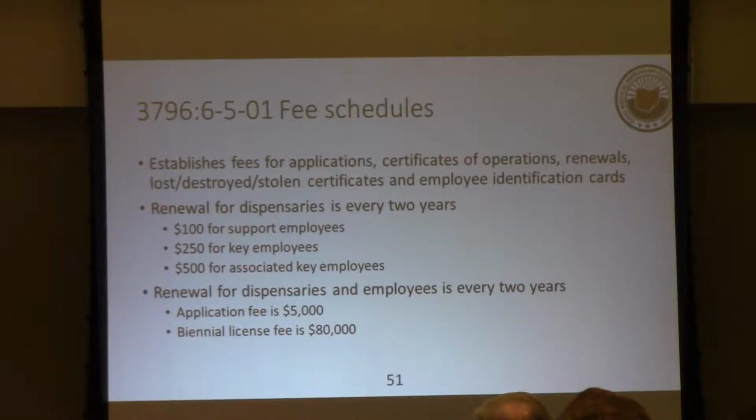And then finally, we have fee schedules. This establishes fees for the applications, certificates of operation, renewals, lost, destroyed, or stolen certificates, and employee identification cards. Renewal for dispensaries is every 2 years. The cost for a support employee, again, is $100. Key employees is $250, and associate key employees is $500. And then for dispensaries themselves, the application fee is going to be $5,000, pardon me, and the biennial license fee for a dispensary will be $80,000.